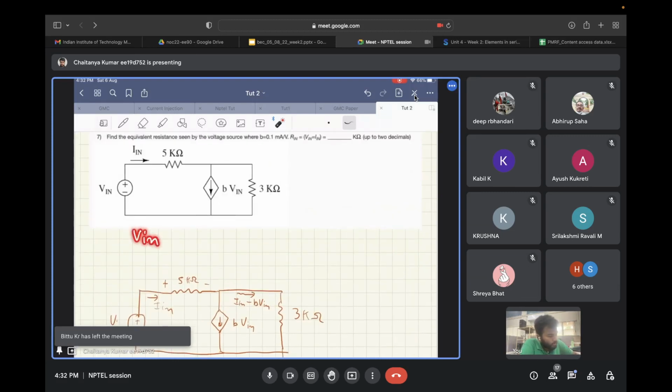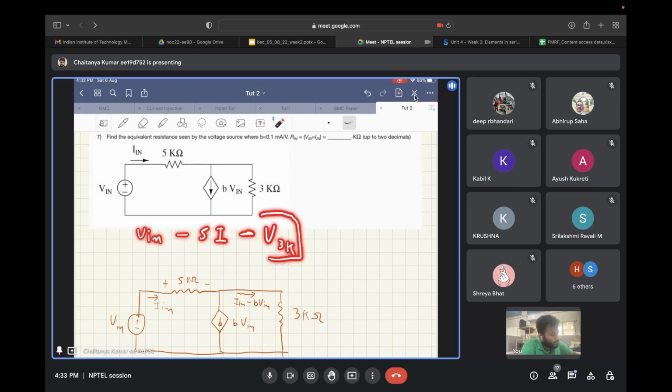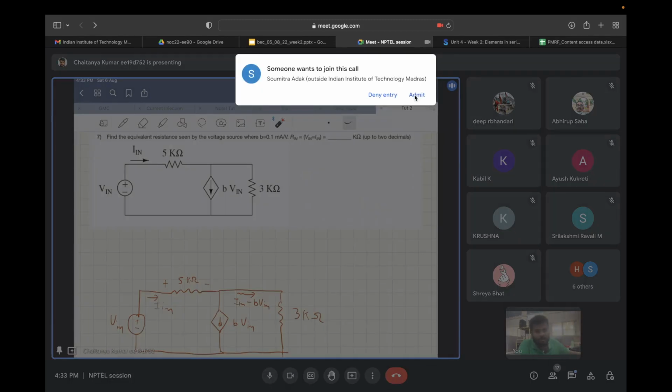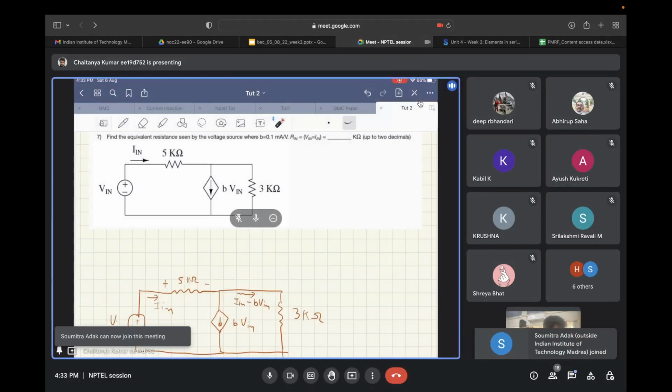V in minus 5 times I in. I am dropping the kilo and milli for simplicity. So V in minus 5 times I in minus V 3 kilo ohm. So we need to find first V 3 kilo ohm in order to make this equation complete. Okay, and now how we will find the voltage across 3 kilo ohm?